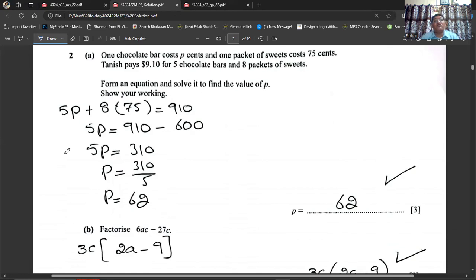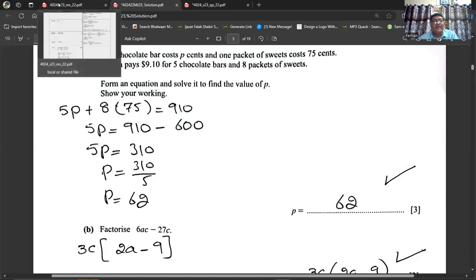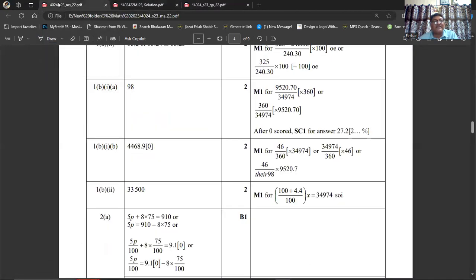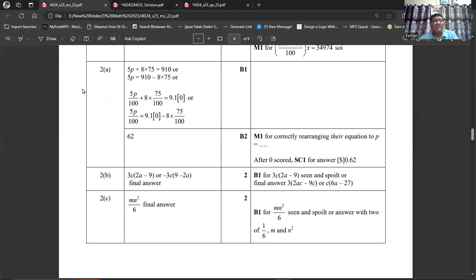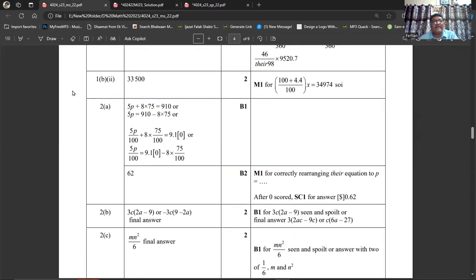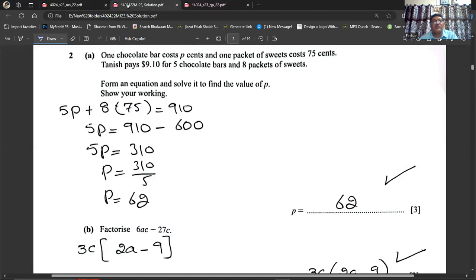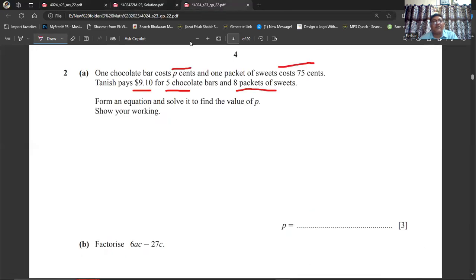So 5p will be equal to 910 minus 600, since 8 multiplied by 75 is 600. So 5p will be equal to 310. So p will be equal to 310 divided by 5, and p will be equal to 62. So the value of p is 62 cents. 62 cents is the right answer, sir. This is the solution.